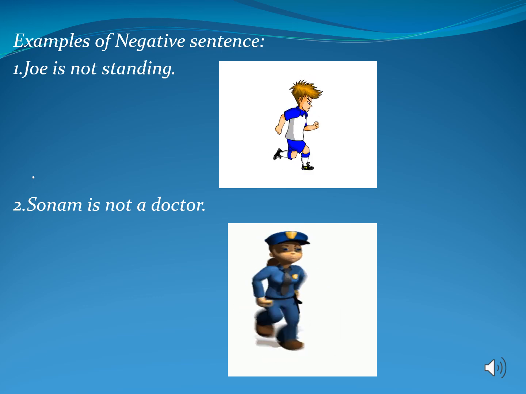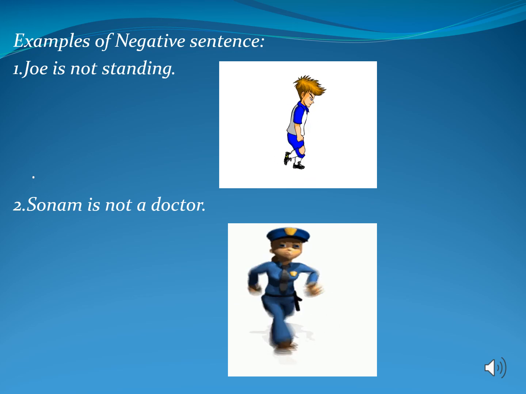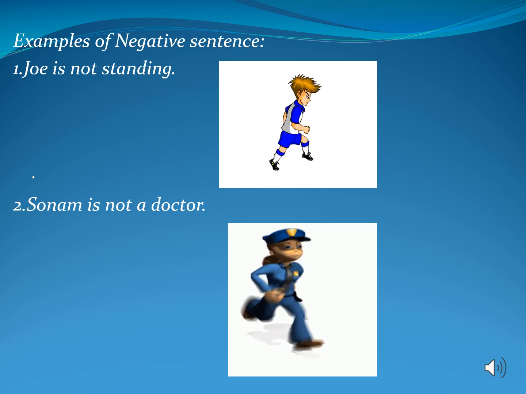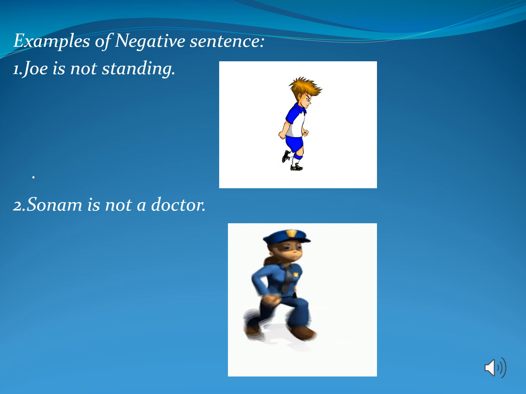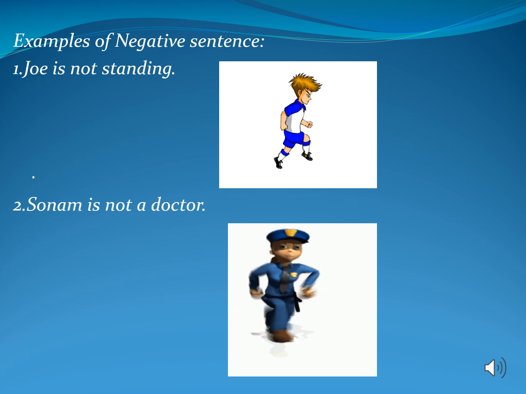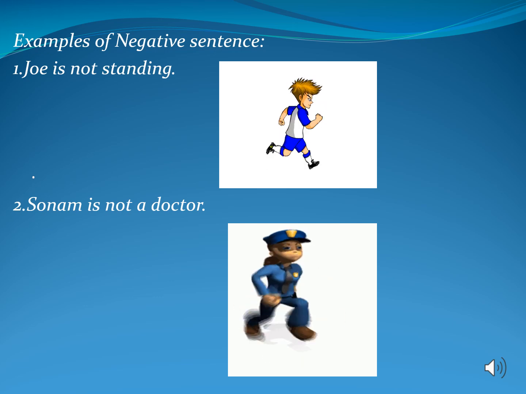Now we'll go to the next slide and we'll see the examples of negative sentences as well. The first example here is: Joe is not standing. So you can see here Joe is not standing. What is he doing? He is running. And the second example is: Sonam is not a doctor. Yes, obviously she is not a doctor. You can see in the picture here she is a police officer.